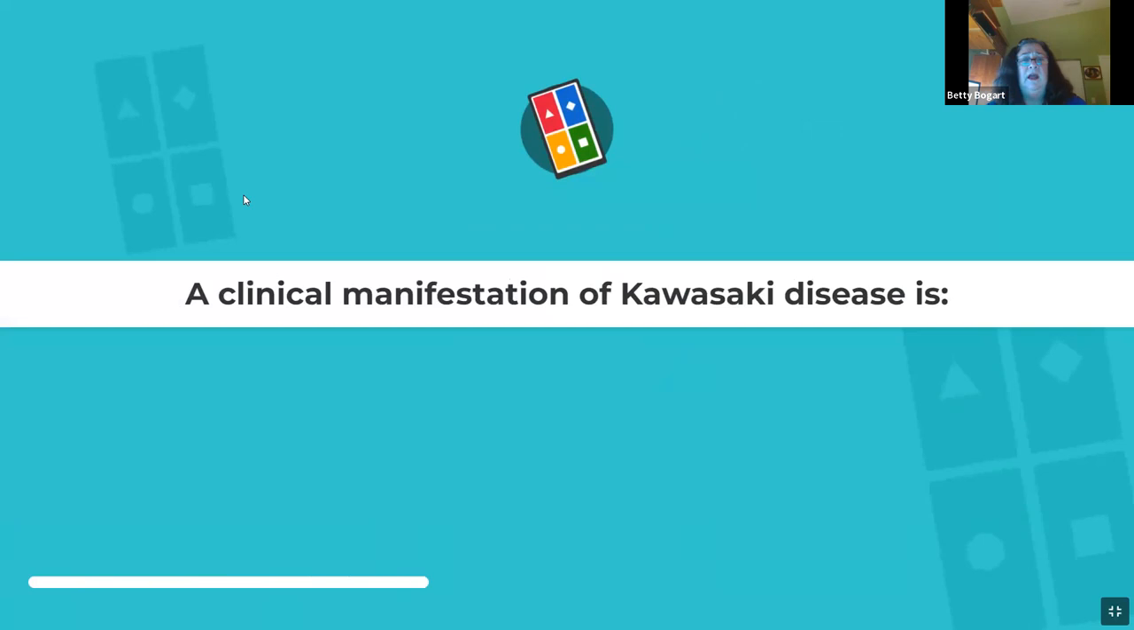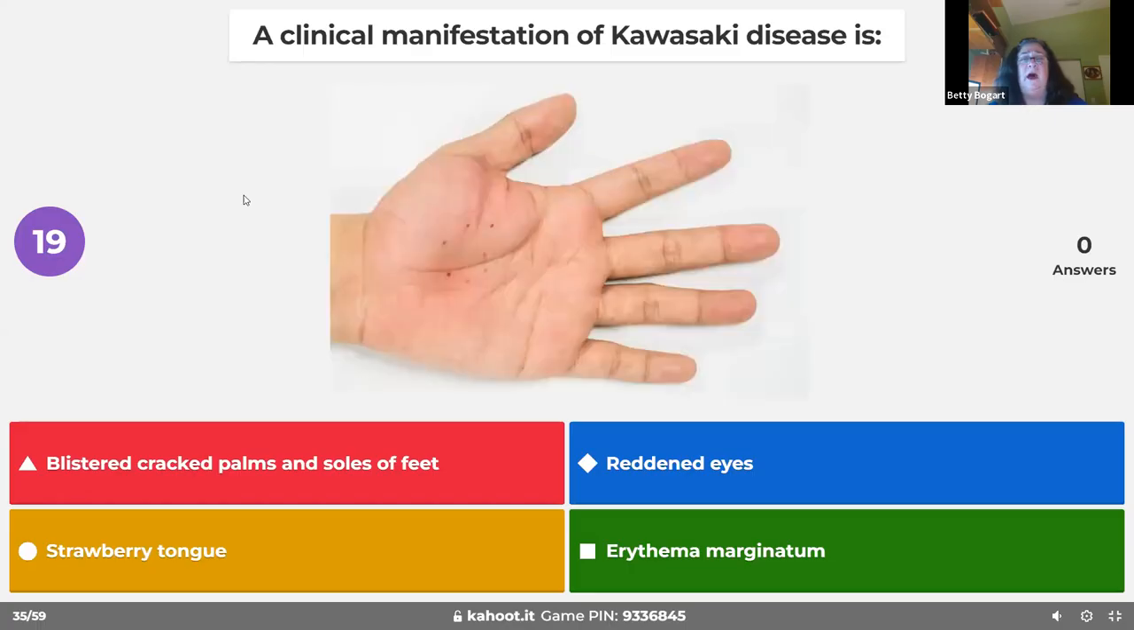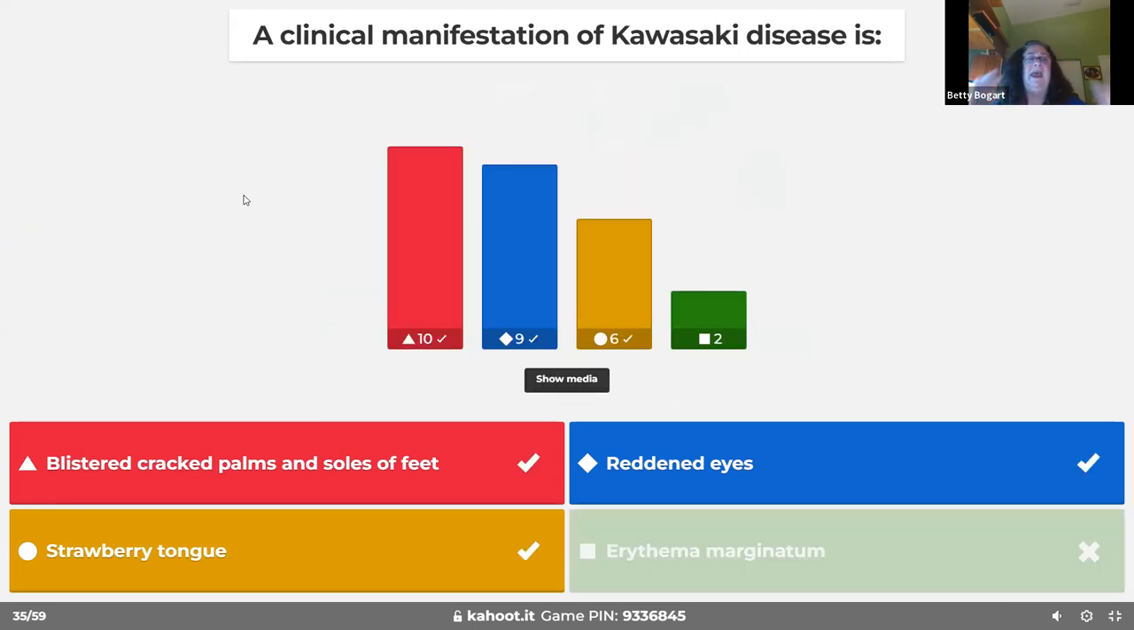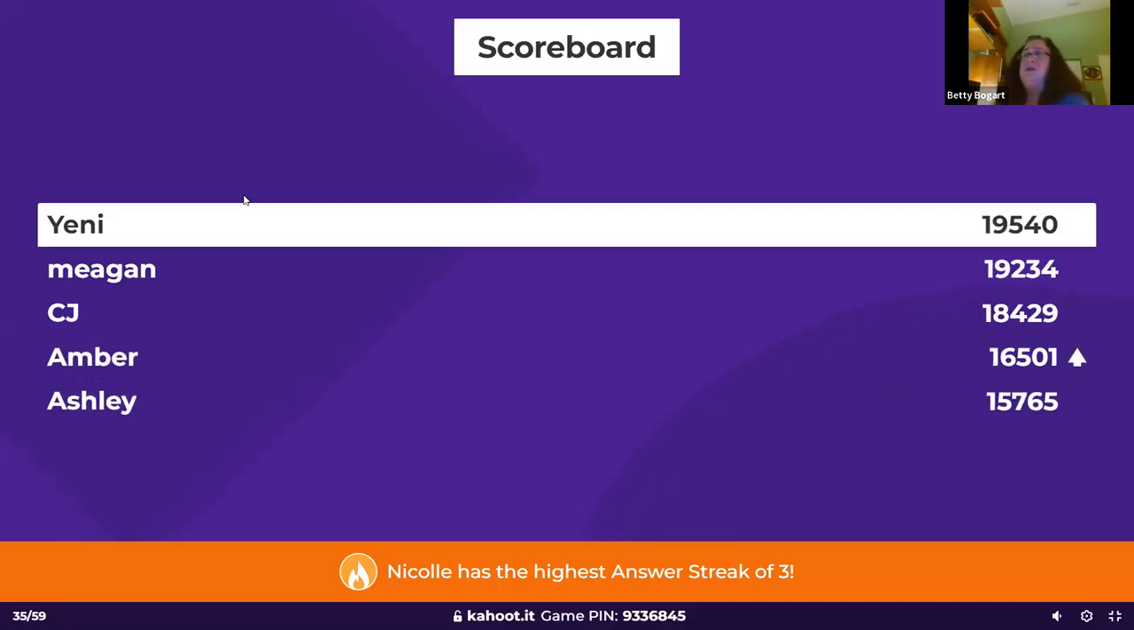A multi-select. A clinical manifestation of Kawasaki disease is what? What do you see? Again, it's blistered or even some swelling, boily type of blisters and cracked hands and soles of feet. Those eyes are glow in the dark red. That's how distinguishable. Strawberry tongue, dry lips, and there's a rash, but it's not this type of rash. It's more of that little papular macular rash, not these big demarcations.